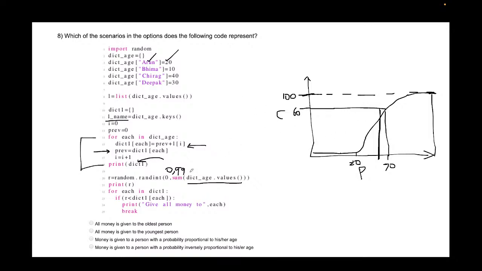What is the probability that the random number picked between 0 and 99 is lesser than 60? That probability is lesser, right? It's lesser than 1. When the oldest person was chosen, 100 was for sure greater than the maximum limit 99, so all the money will go to him. If the second oldest person is chosen, there is only a 60% chance that he will get his share of money. So we can conclude that money is given to a person with a probability proportional to his or her age.